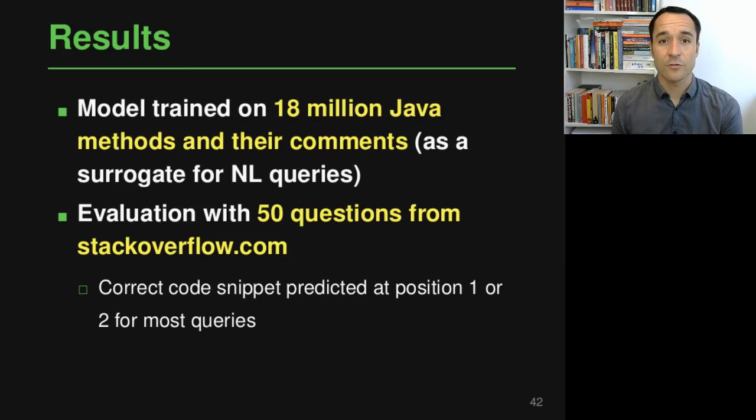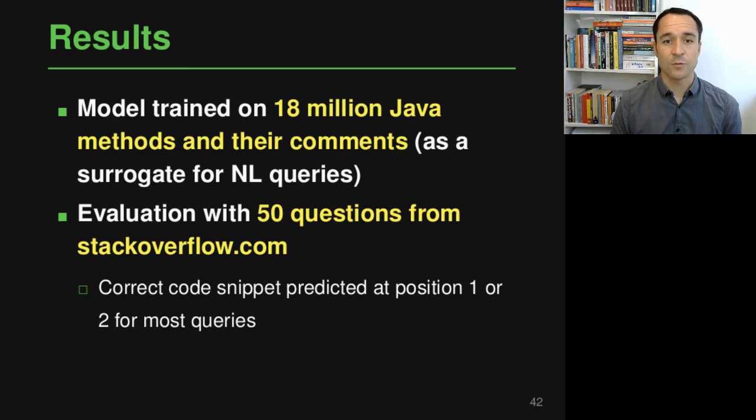Finally, let's have a look at the results reported in this paper. They have trained their model on 18 million Java methods and corresponding natural language descriptions, which they extracted from comments associated with these methods. These comments are not really exactly what a query might look like that is given to a code search engine, but they take this as a surrogate for these queries, because it's difficult to get millions of queries associated with code, but it's relatively easy to get millions of comments associated with pieces of code that are written up in a method.